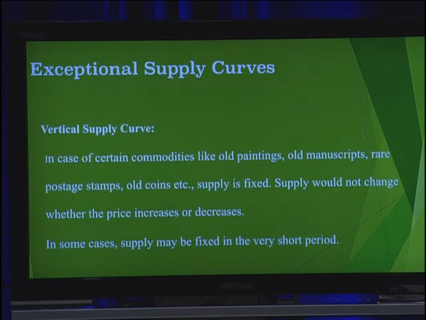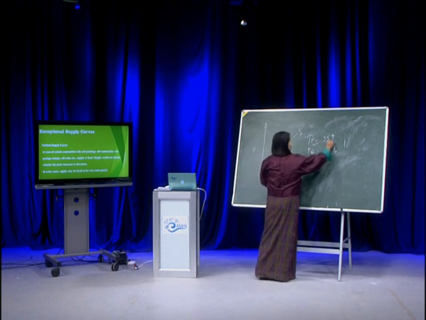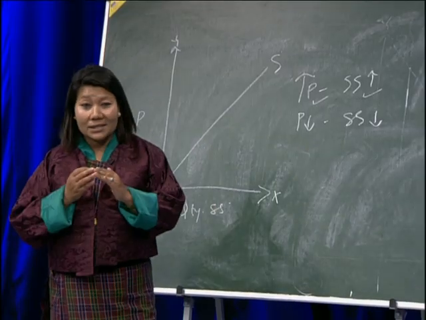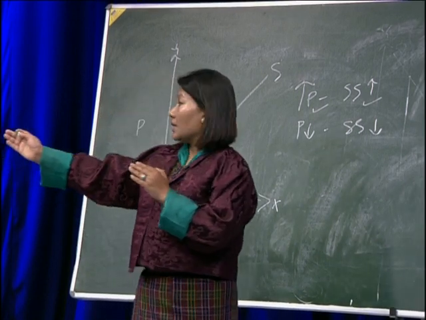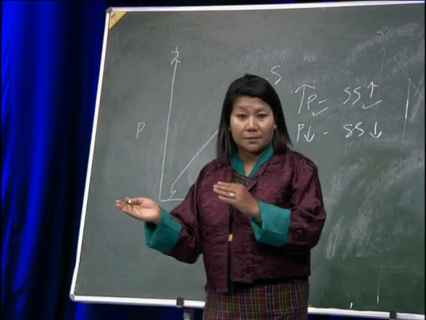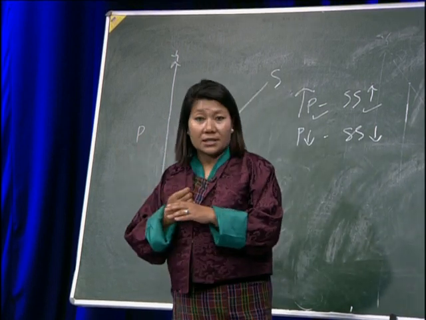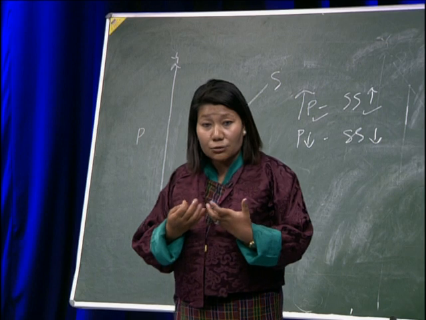Quite often, when the price increases, producers in general want to supply more, and it is their motivation to produce more and supply when the price is high. So therefore, higher the price, higher the supply. But when price falls, supply will decline. But here, in case of certain items, the few examples I have cited here are old paintings, old manuscripts, rare postage stamps and old coins. They fetch a high price, but we cannot do anything to their supply.